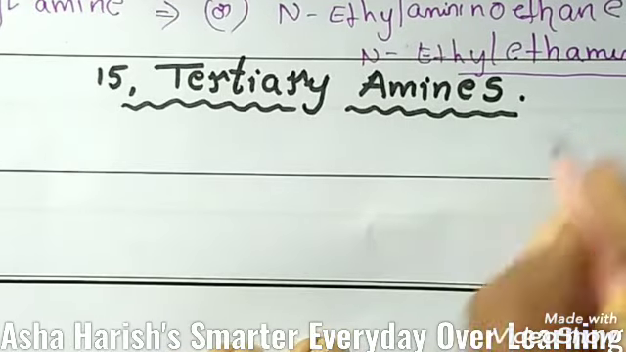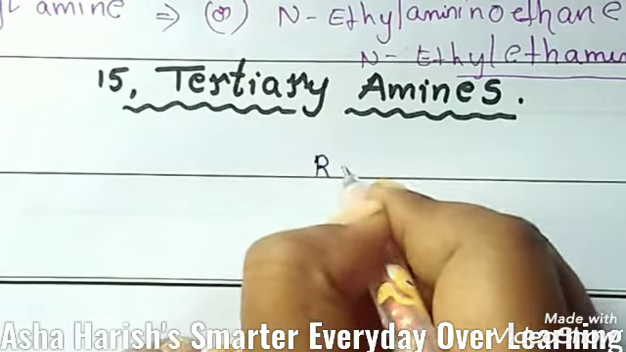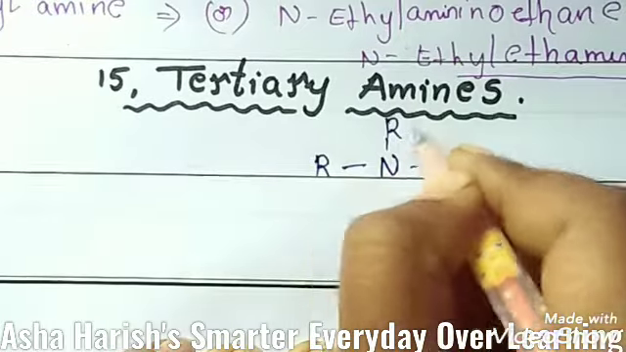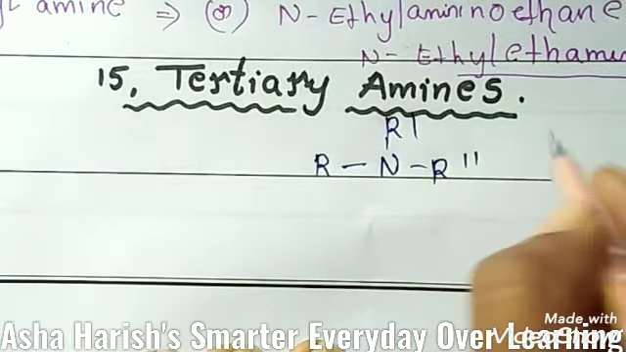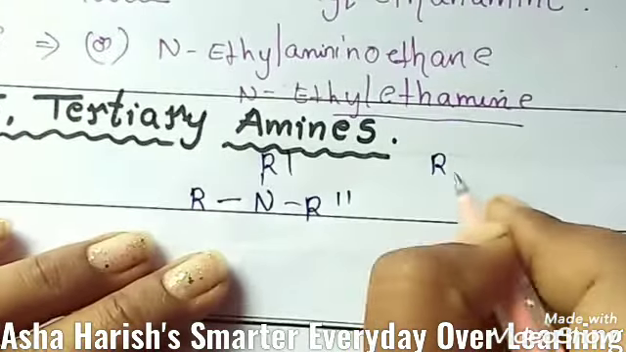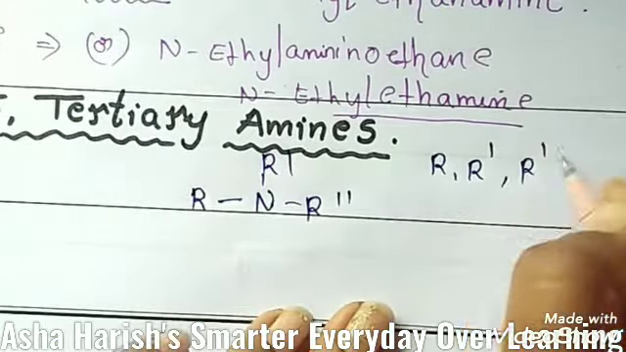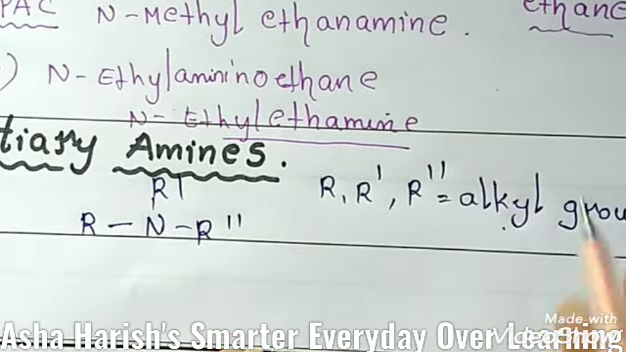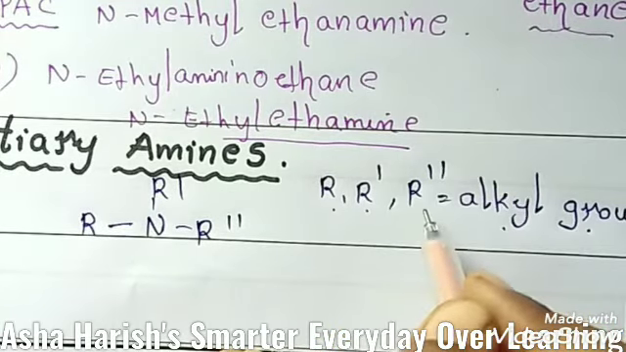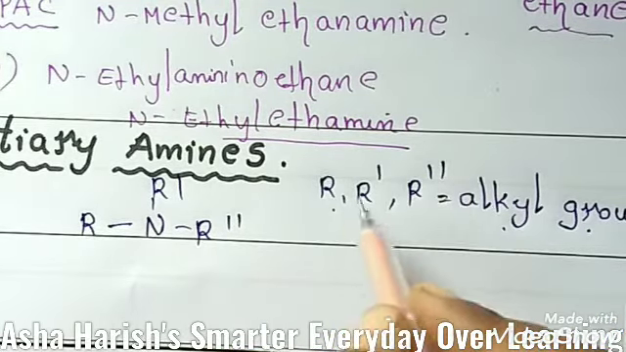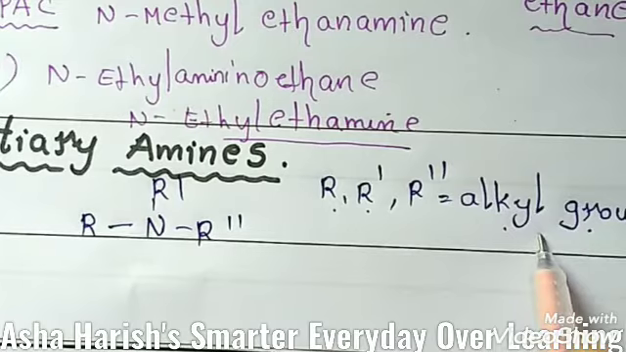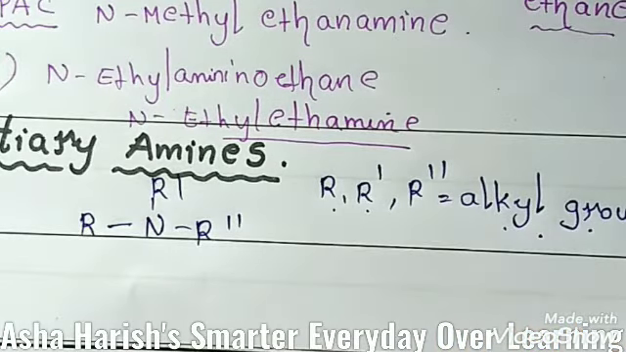Now the general formula for this tertiary amine is N R R dash R double dash. Here, in the place of R, R dash, R double dash, you should take the same or different alkyl groups. These three may be the same or different alkyl groups, or two of them may be the same while the third one may be different. Like that also you should take while writing this chemical formula.